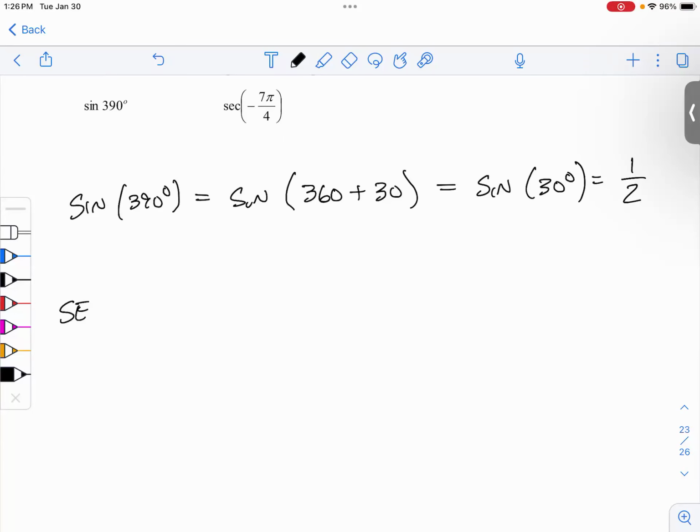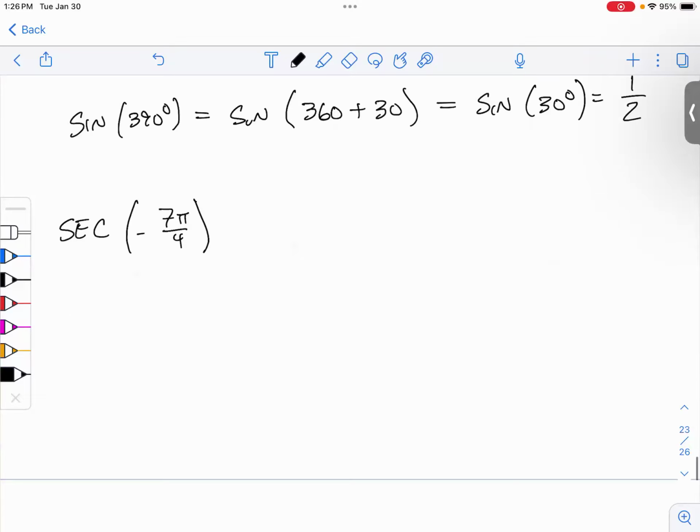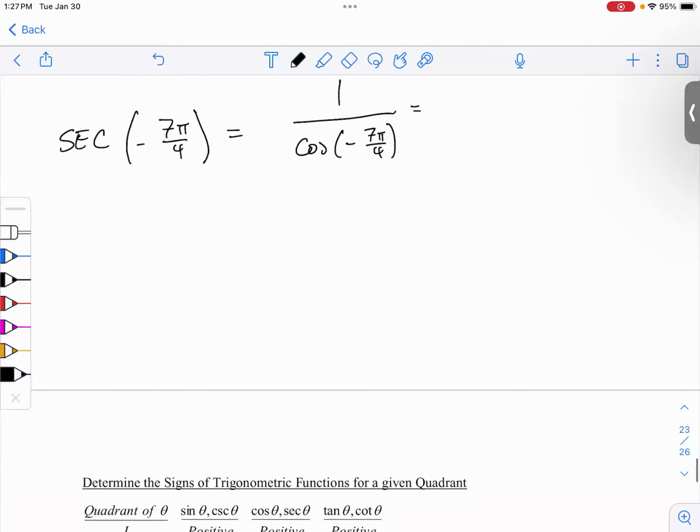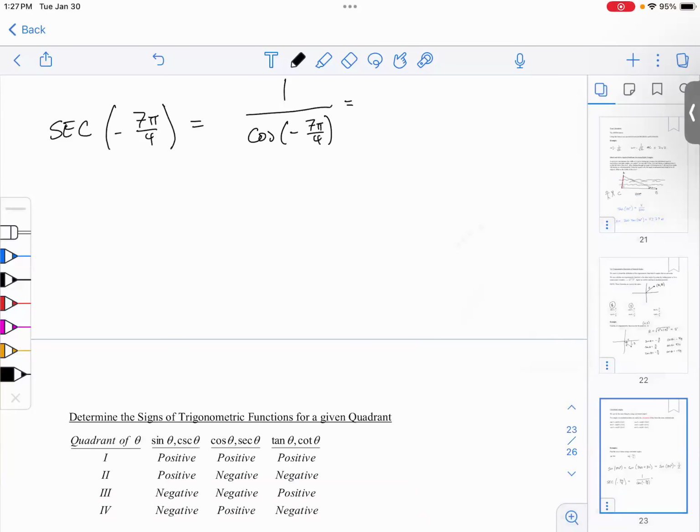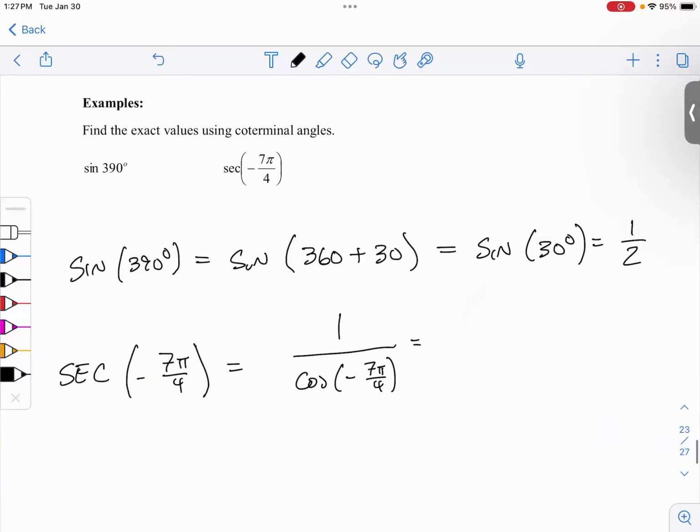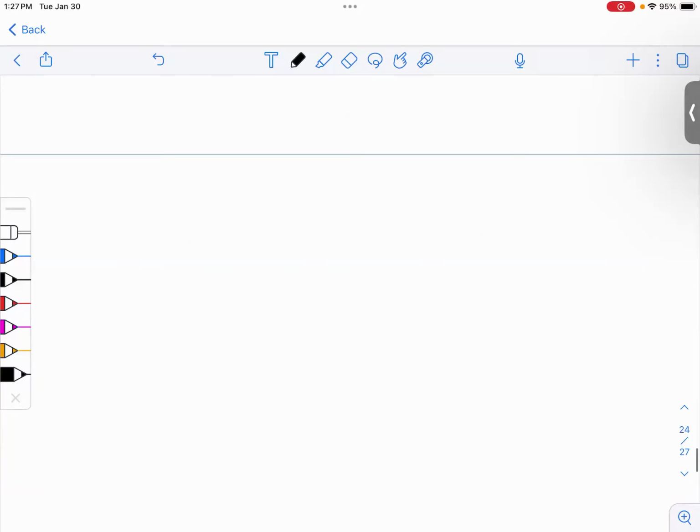Similarly, secant of negative 7 pi over 4. That's one where I kind of need to think about what it looks like. Before I draw it, I can identify secant. I have no idea what any secants are. Well, what does secant relate to? Cosine. What I do know is cosine. Cosine of negative 7 pi over 4. There's something I can actually find. And 390 is an easy one, but 7 pi over 4, I might need to think about this one.